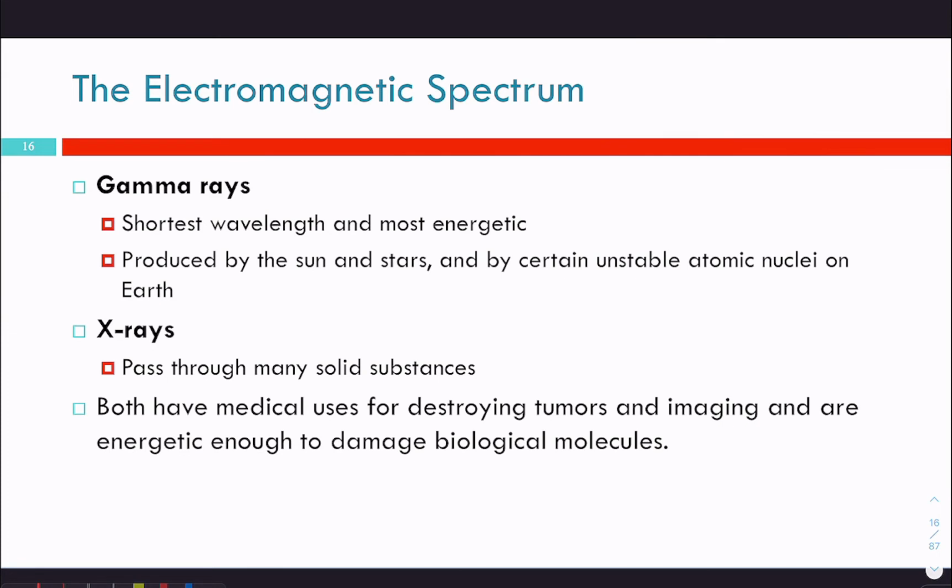Gamma rays are our shortest wavelength, most energetic. They're produced by the sun, stars, and certain unstable atomic nuclei on Earth. X-rays can pass through many solid substances. We use them in medical devices for destroying tumors and for imaging, because if you pass X-rays through your arm or your body, your bones are more dense and will block more of the X-rays than the rest of your flesh will. And so they'll pass right through.